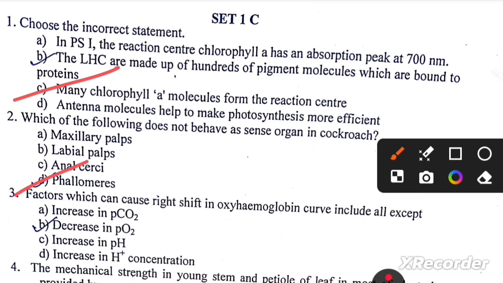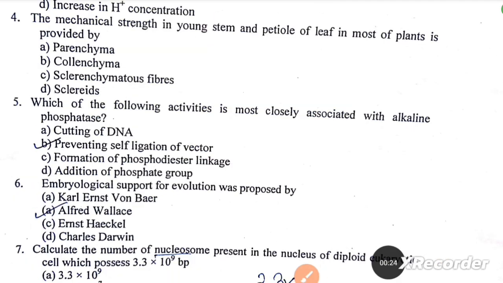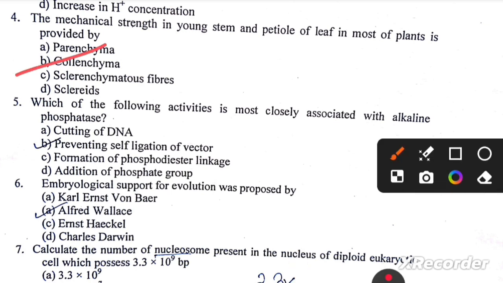Then question number 3, factors which can cause right shift in the oxyhemoglobin curve include all except increase in the pH. The mechanical strength in the young stem is provided by collenchyma. Which of the following activities is most closely associated with alkaline phosphatase? Addition of phosphate group. Embryological support for evolution was proposed by Haeckel.